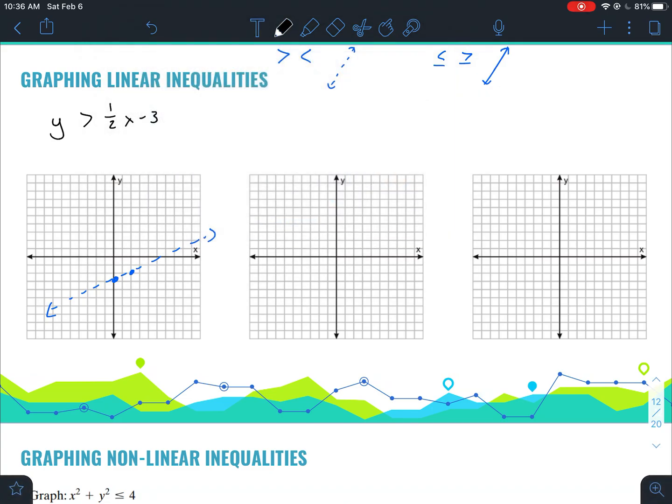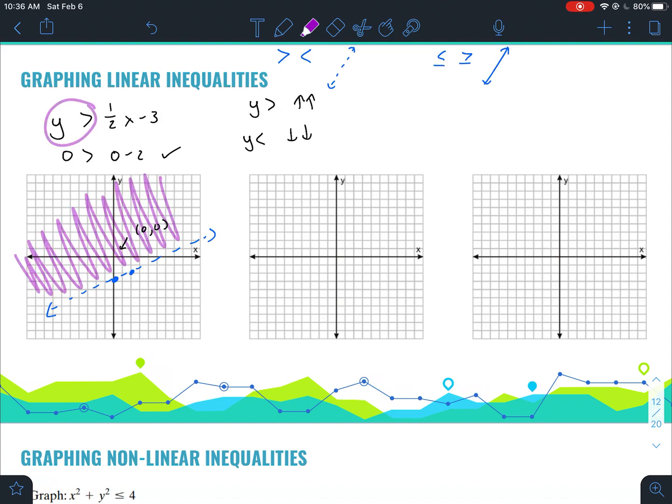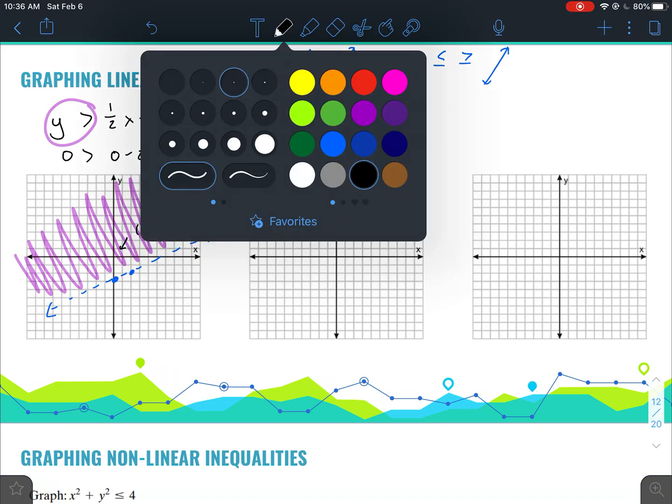And you've got two options. You could do a test point. So we could test the point 0, 0 and see if it's part of the solution. If I plugged in 0, is 0 greater than 0 minus 2? It is, so I would include 0, 0 in the shading. Or if y is greater than the line, you would shade above the line. If y is less than the line, you would shade below the line. Notice it's saying y is greater than my line. So where is y greater than that line? It would be above, so I'm going to shade above the line.